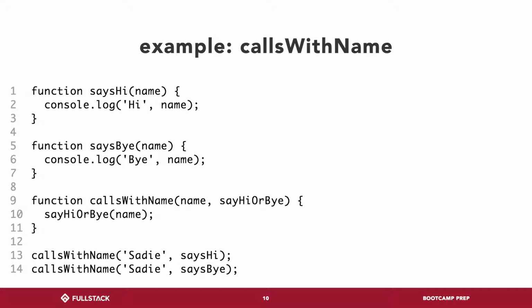Oh, I forgot that it says bye too. Oh, but this is a great illustration of why functional programming and functional composition is so cool. With the one function calls with name, we can have it log two different things depending on the second parameter we give it. So now we get hi Sadie, or we get bye Sadie. Lucas, you look like you want to say something. Nope? Cool.